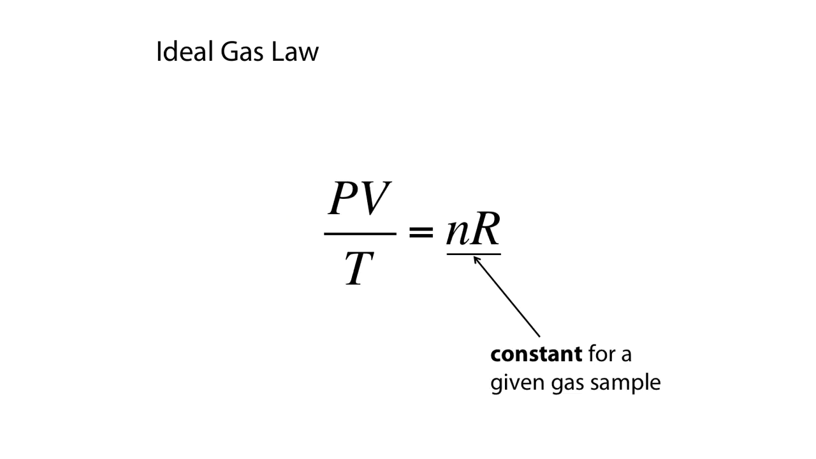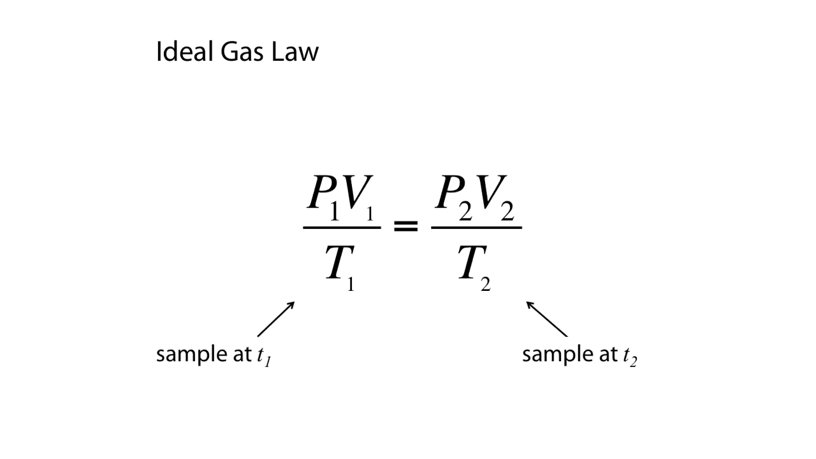We can rearrange the ideal gas law to PV divided by T equals nR. And for a given sample of gas, and this is very common in questions and very useful, nR is a constant, because as long as you're not putting more gas in or taking any gas out, then n is a constant, R is a constant, so PV divided by T is a constant.